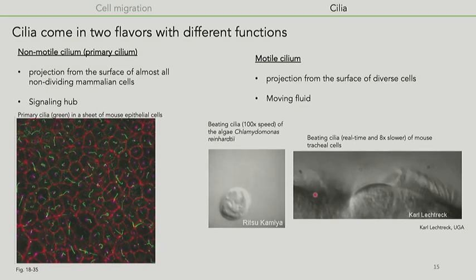They're also used to move fluid, for example, in our trachea. The cells that line our trachea are multiciliated, so they have many of these motile cilia that are beating at the surface of the cell, and that's important for moving mucus out of your airways. Okay, so the punchline is, in both of these contexts, coordinated beating of the antenna is required for moving fluid, either for migration or for different physiological processes.